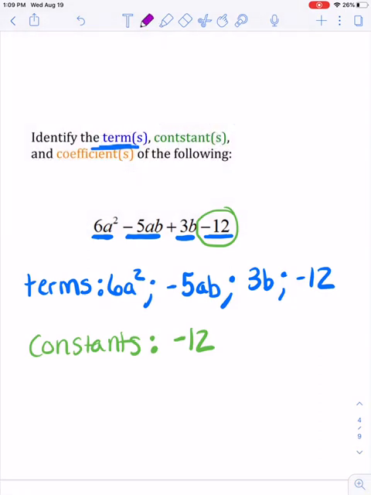Then finally, my last term is coefficients. Remember, coefficients are in front of a variable and they tell you how much. So how many a squareds do I have? Well, I have 6. So I have a coefficient of 6.